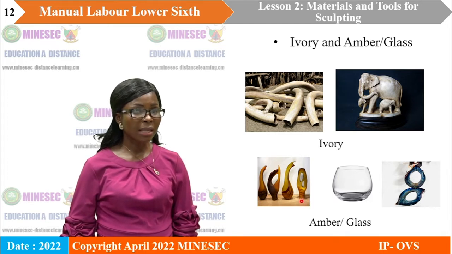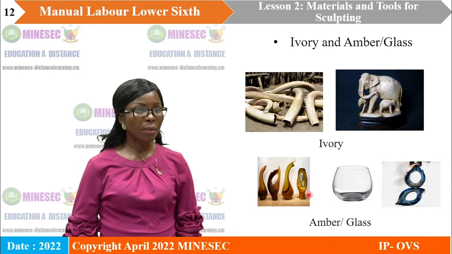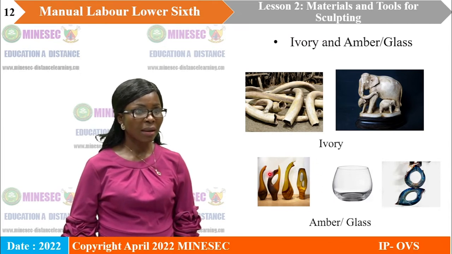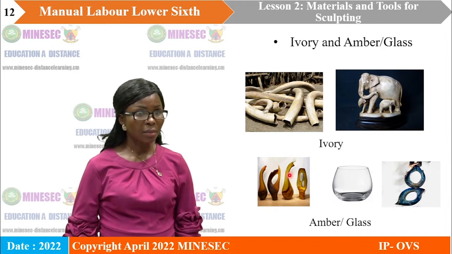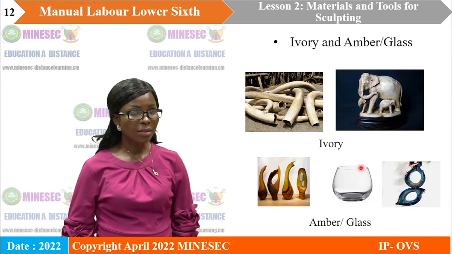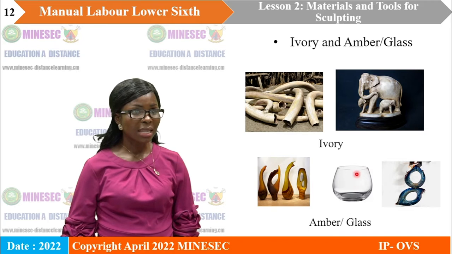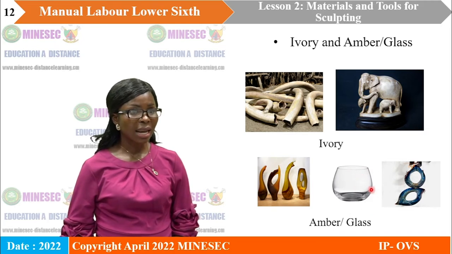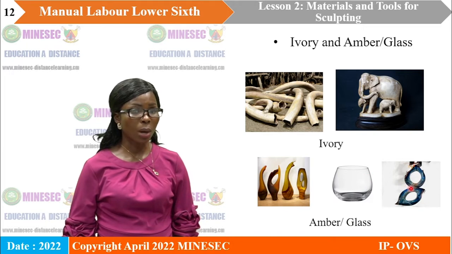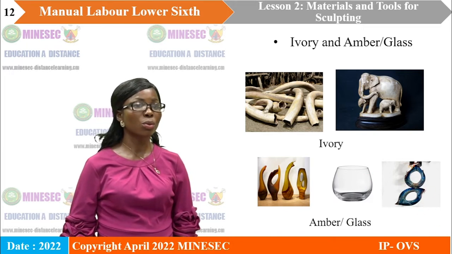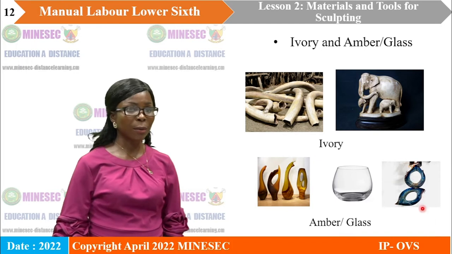We have a third, which is the amber glass. This material has been used to produce these jars that we have here. This is a stone material or glass. This is a glass that has been used to make this sculpture that we see, and even this one is a glass that has been used to make this material.